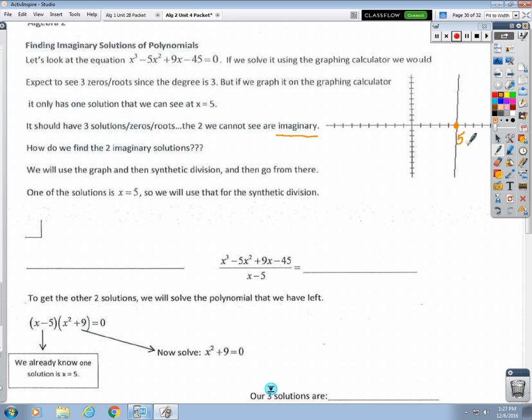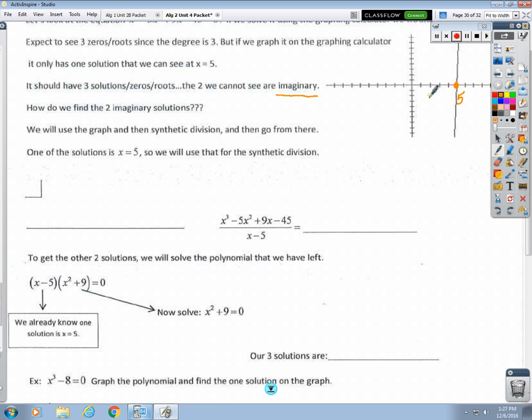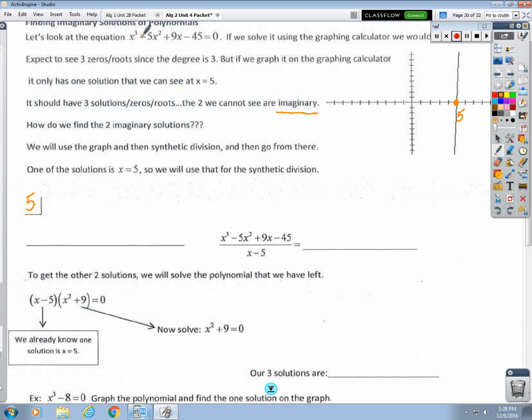Now we're going to use that real zero to find the two imaginary solutions, the ones we didn't see that we were expecting. This is where synthetic division comes in. That 5 is going to be used as your box number. Okay, from the polynomial's function, what numbers do we bring down?